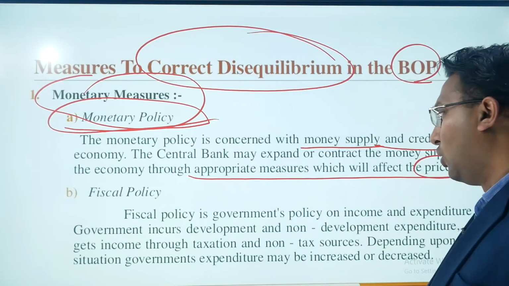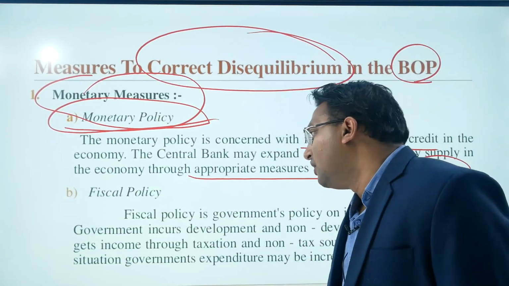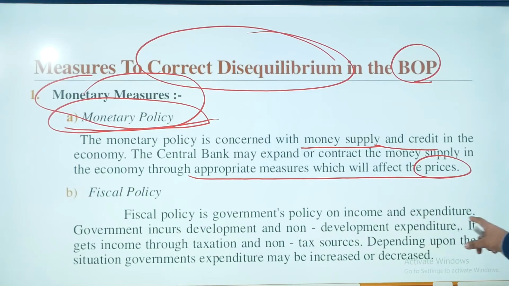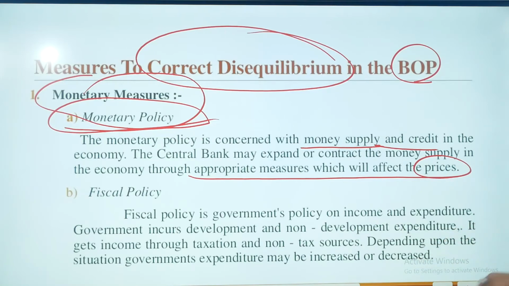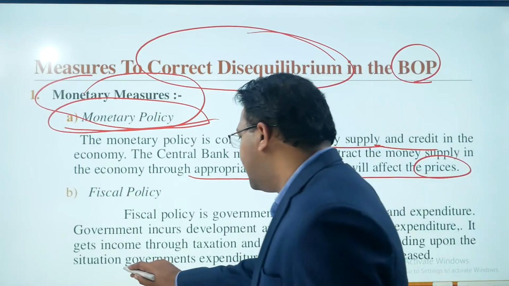BOP deficit can be controlled. Then fiscal policy. Fiscal policy is government policy on income and expenditure. Government incurs development and non-development expenditure. It gets income through taxation and non-taxation resources. Depending upon the situation, government expenditure can be increased or decreased, right?